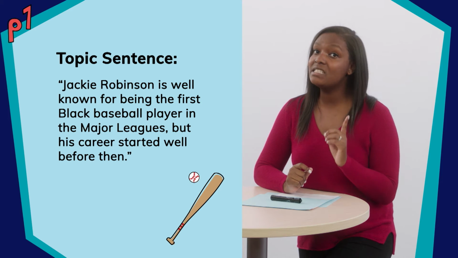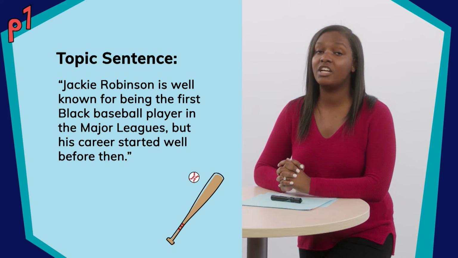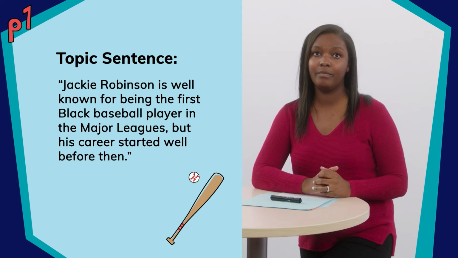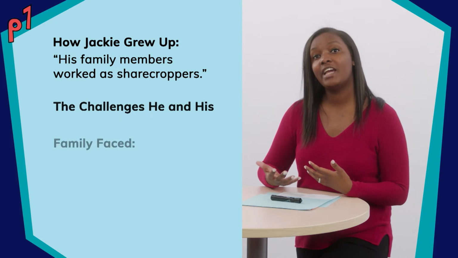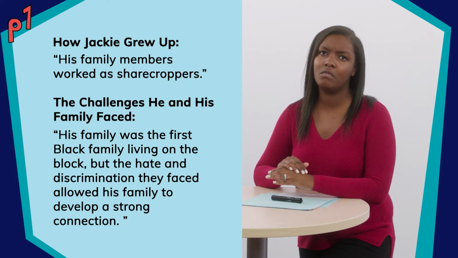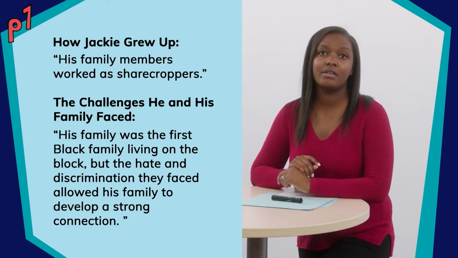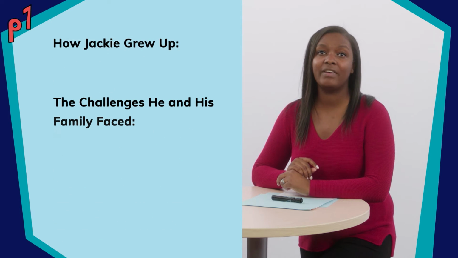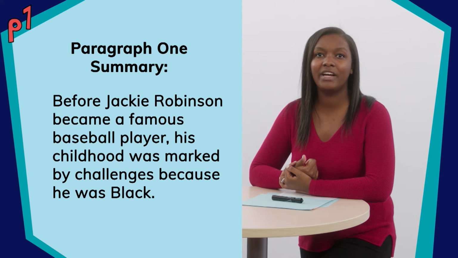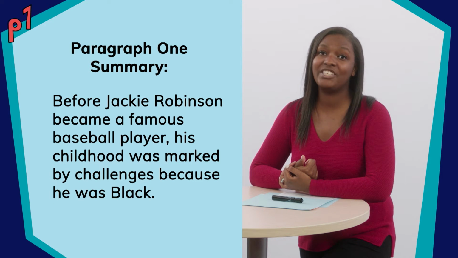So I know that any summary of this paragraph needs to focus on Jackie's life before becoming a famous baseball player. The rest of the paragraph shares details about how he grew up and the challenges that he and his family face because of the color of their skin. From this topic sentence and details, the important idea from this paragraph is that before Jackie Robinson became a famous baseball player, his childhood was marked by challenges because he was Black.